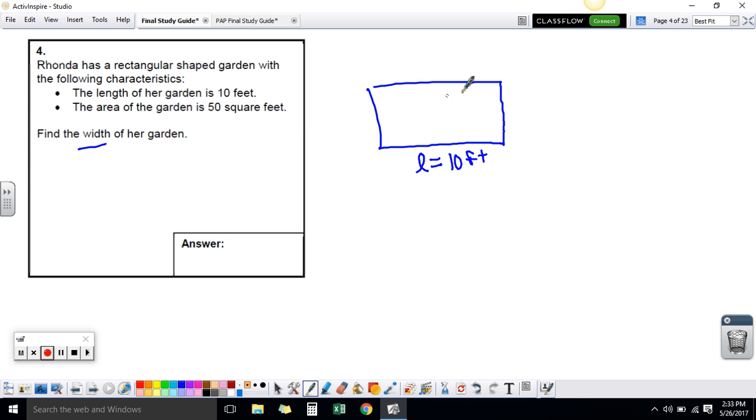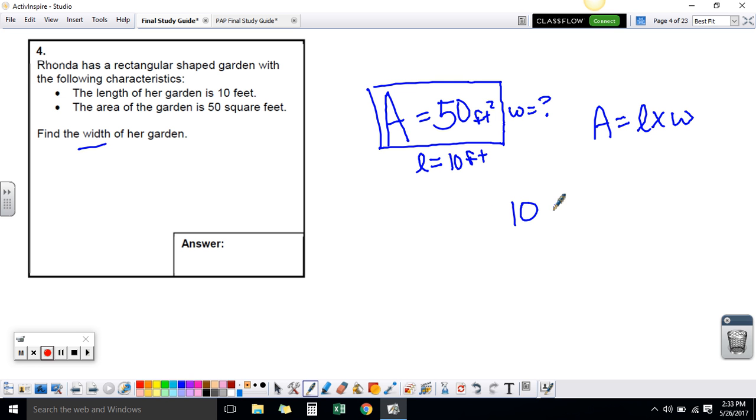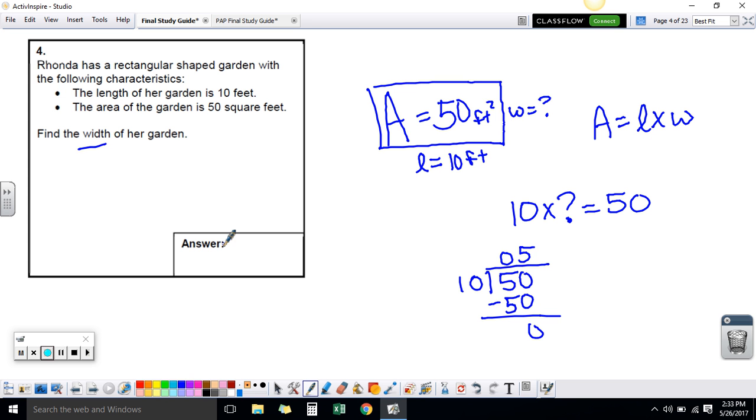Remember, your area is how much space is on the inside of this. So I'm going to put big A for area equals 50 square feet so that I know that I'm looking for this width out here. Now remember, area equals length times width. So that means 10 times something equals 50. And you can figure out that something by dividing 50 by 10. 50 divided by 10 will give you 5. And so our width of the garden is 5 feet.